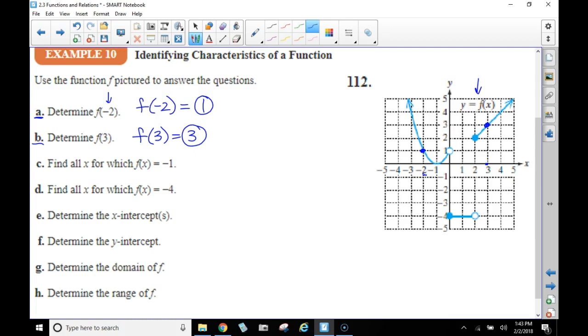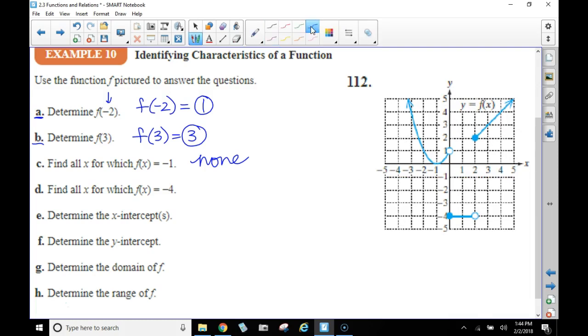On part C, it says find all x for which f of x equals -1. Basically, we're going to say when y takes on a value of -1, where does that happen for x? Well, that doesn't happen. Our function values are not going to be equal to -1 anywhere on this one. So we would say something along the lines of none.